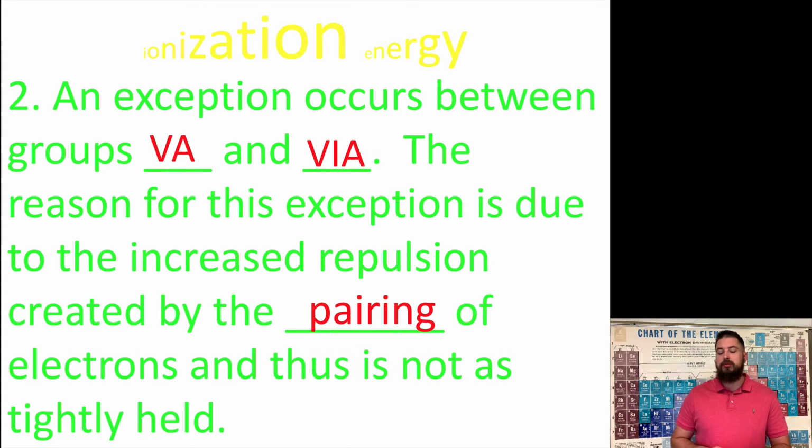And so the reason for that is that in the 6th column there is a pairing of electrons. Electrons don't like other electrons, and they repel each other. That pairing of electrons causes the electrons to repel each other, which, even though there is an increase in effective nuclear charge, means there's going to be a decrease in ionization energy because those electrons are repelling each other.